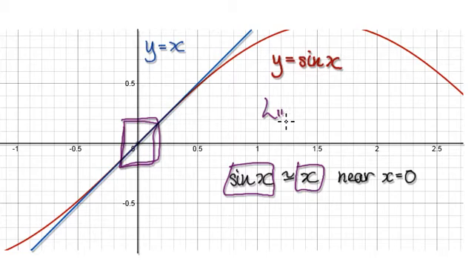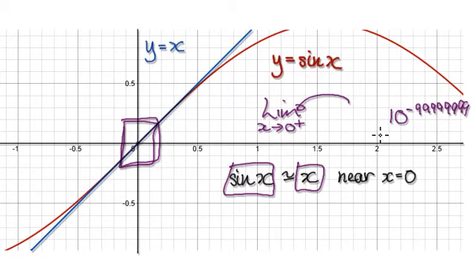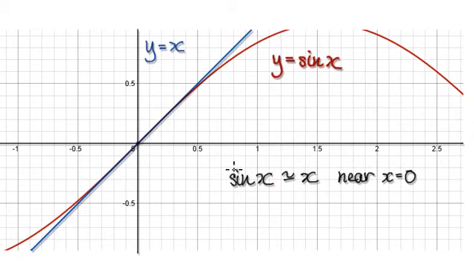So when you're considering the limit as x tends towards 0, let's say from the right hand side, you're talking something along the scale of 10 to the power of negative 999. It's going to be very, very close to 0. So you can consider sine of x as approximately x.